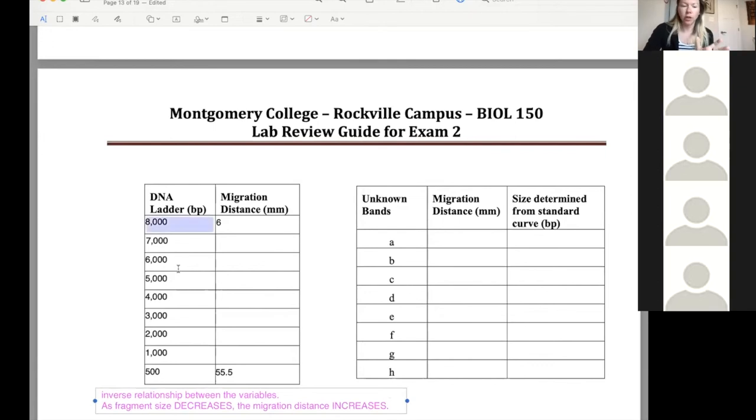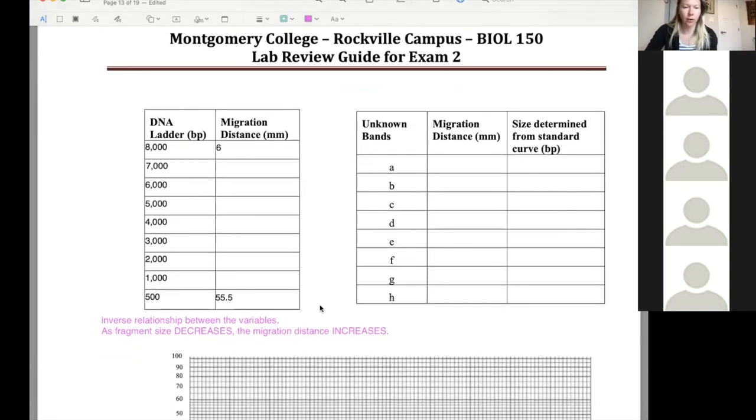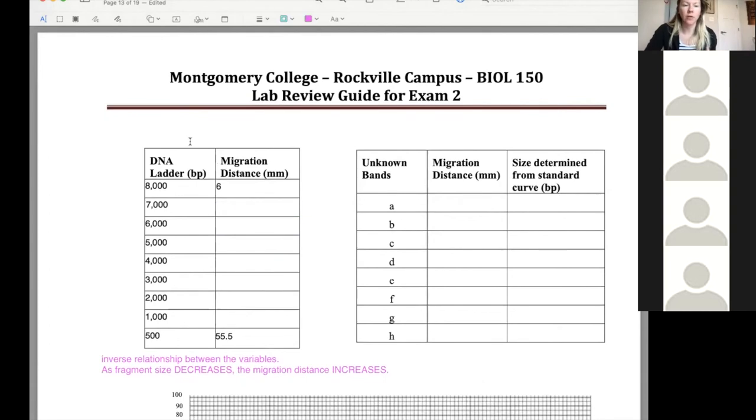Okay, and so if we were to graph these, like on this little graph paper here, which of these would be on the x-axis and which would be on the y-axis? X would be fragment size, base pair. Right, yeah, that's our independent variable, the fragment size, and then the migration distance would be dependent. So how far the fragment travels depends on its size.